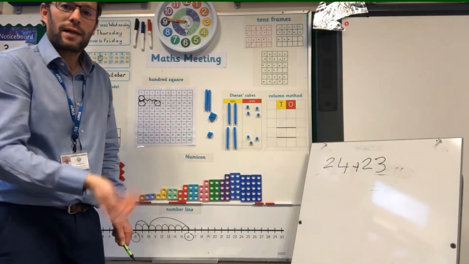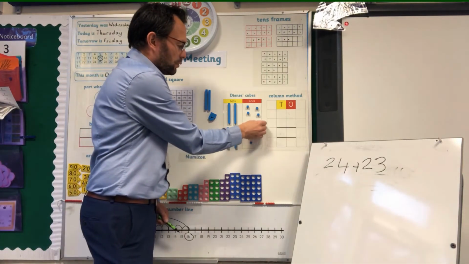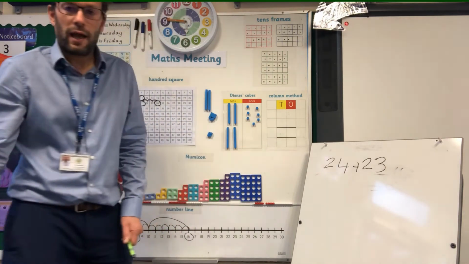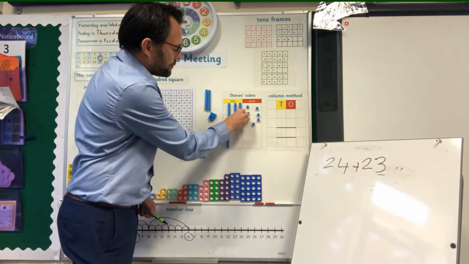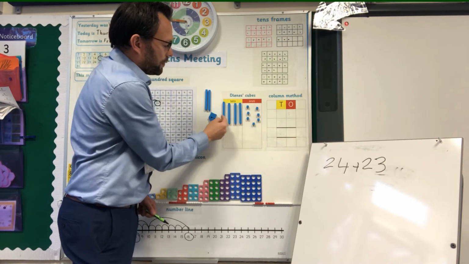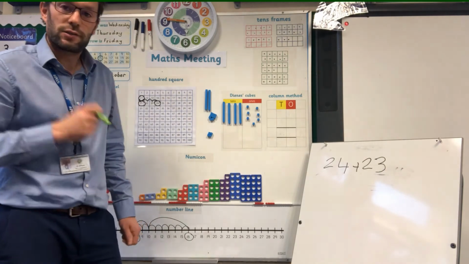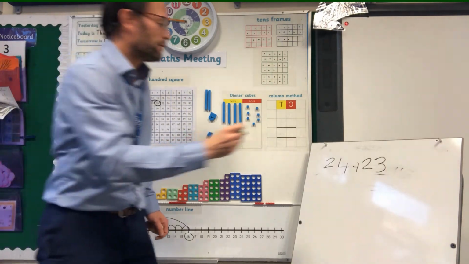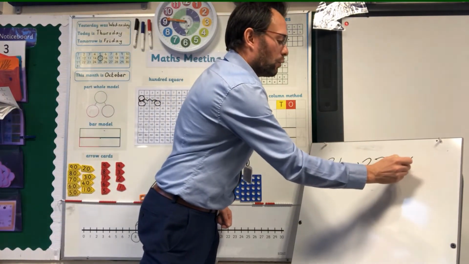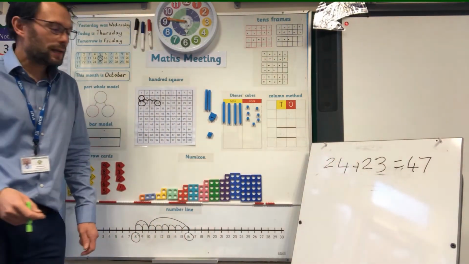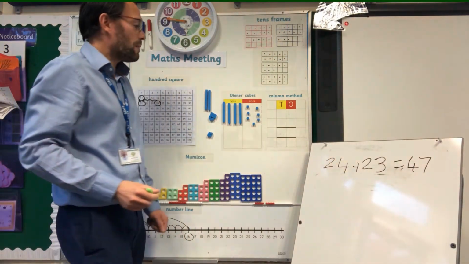And then we would add together the 1s, so let's put all the 1s together, and that makes 7, and add together the 10s. So let's put them up there, and we've got 4 10s, which is 40. So we can see the answer to 24 add 23 is 47. And this then leads us on to our column method.